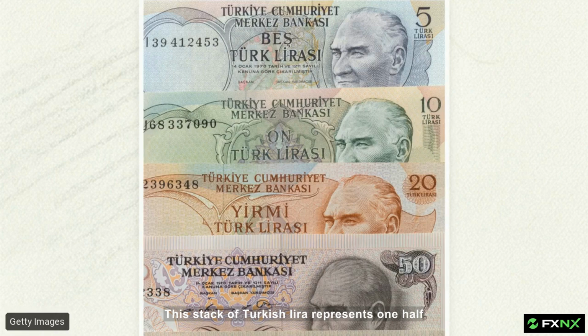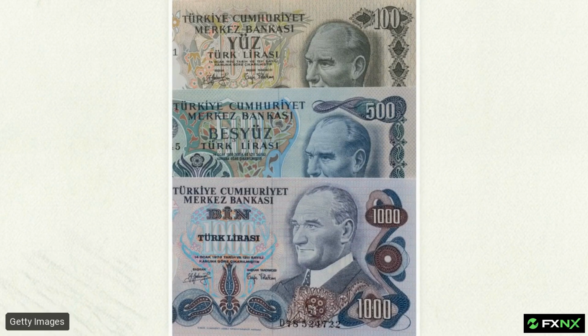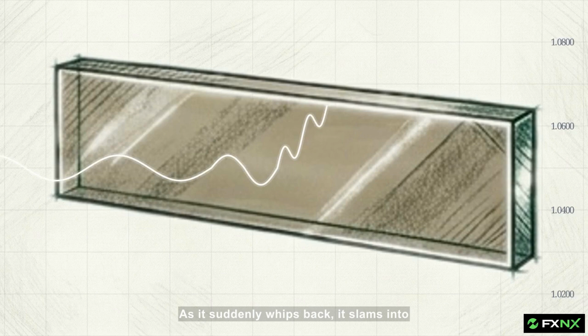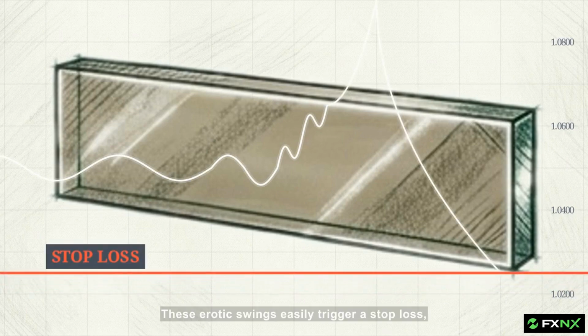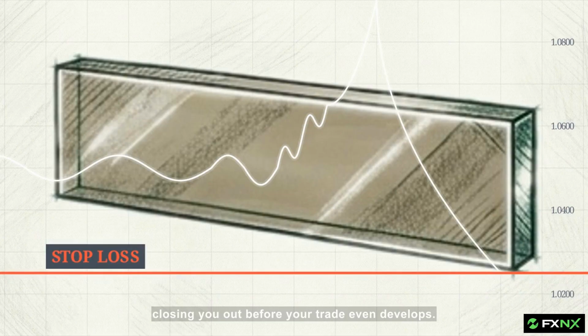This stack of Turkish lira represents one half of a classic exotic pair, the US dollar measured against a developing or emerging economy's currency. This chart reveals the danger. Instead of steady trends, an exotic pair's price violently spikes hundreds of pips. As it suddenly whips back, it slams into your risk thresholds. These erratic swings easily trigger a stop loss, closing you out before your trade even develops.